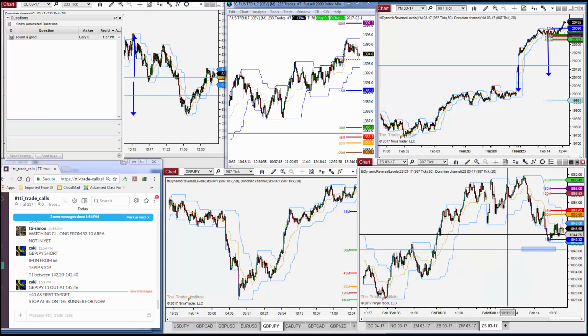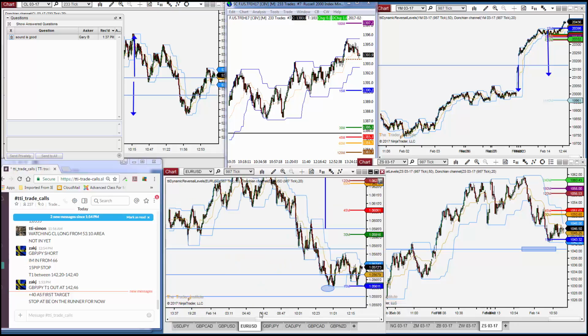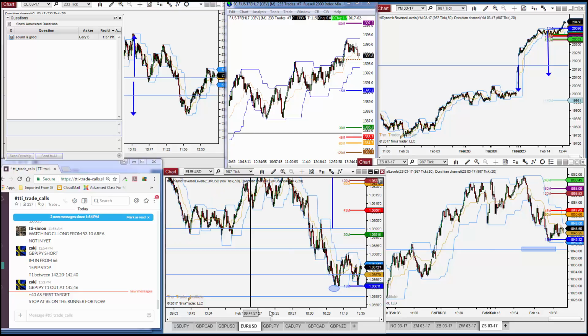ZS soybean, I'm looking for a possible reversal from around this box here. And why I took Euro US, I explained that in detail, so you understand why I took it, especially for the new members who are going through the material.